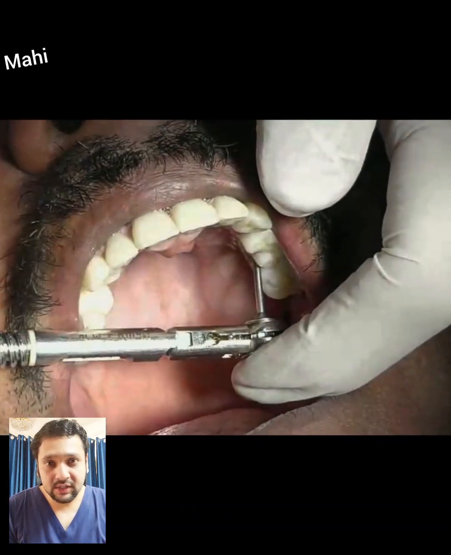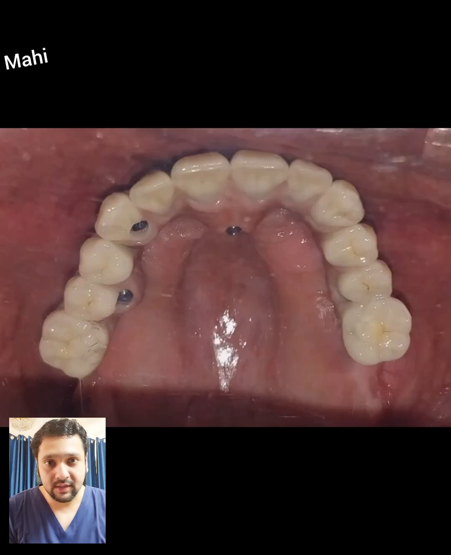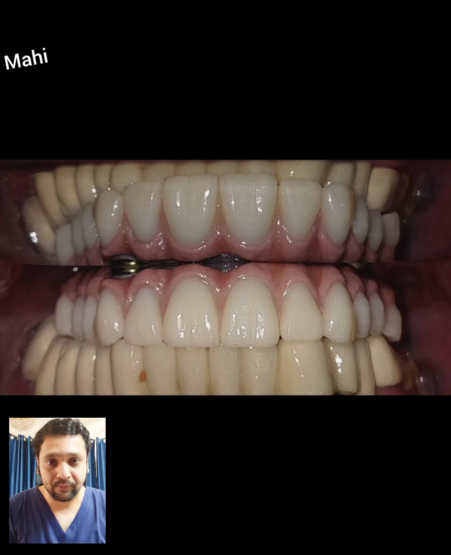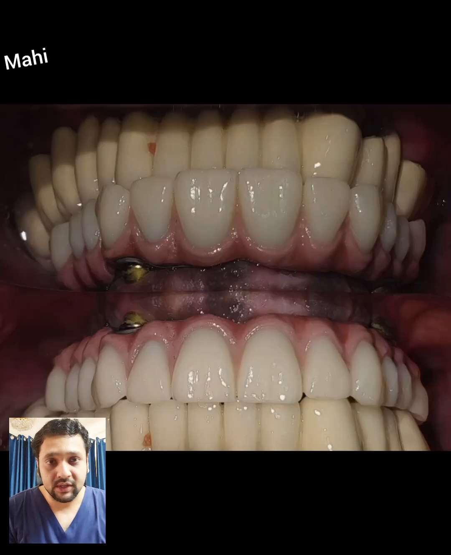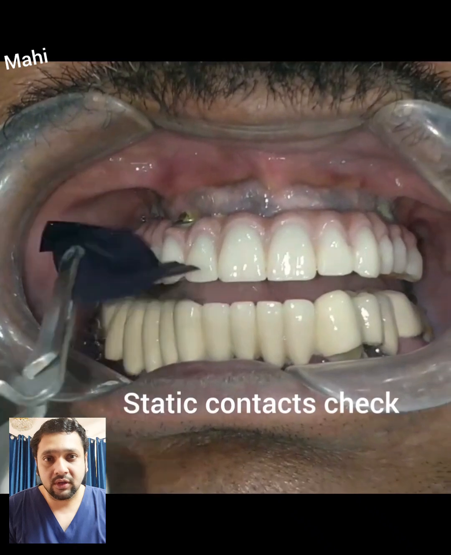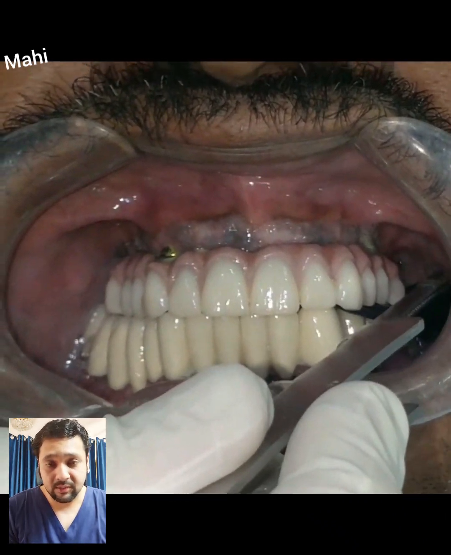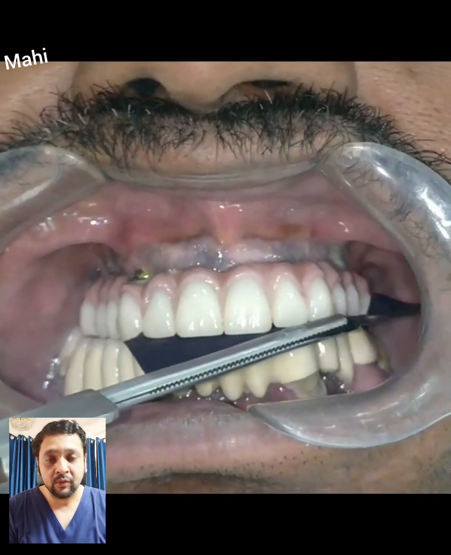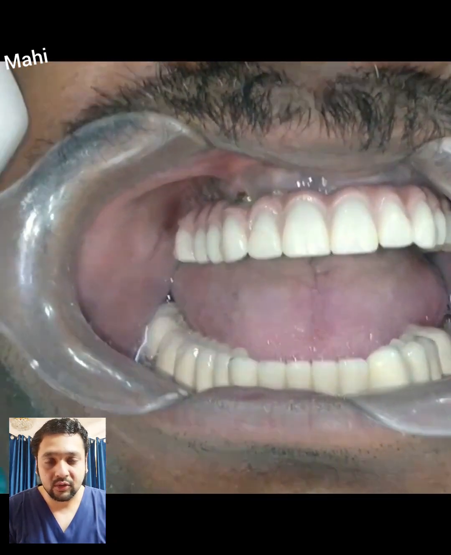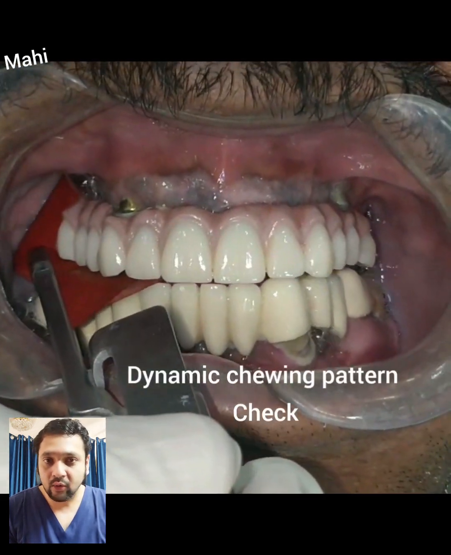These days, for a digital fire and forget philosophy or concept with universal scan bodies, I am not using any verification jigs. I am using a PMMA try-in directly to see the passivity, to see the aesthetics, and to see the occlusion all together. That's the advantage of these universal scan bodies, and it's working superbly for me. It's giving great results. I've done around 36 to 37 full mouth implant rehabs only with this fire and forget concept, and probably around 34 were bang on passive. 2 had minor defects and I could correct them.